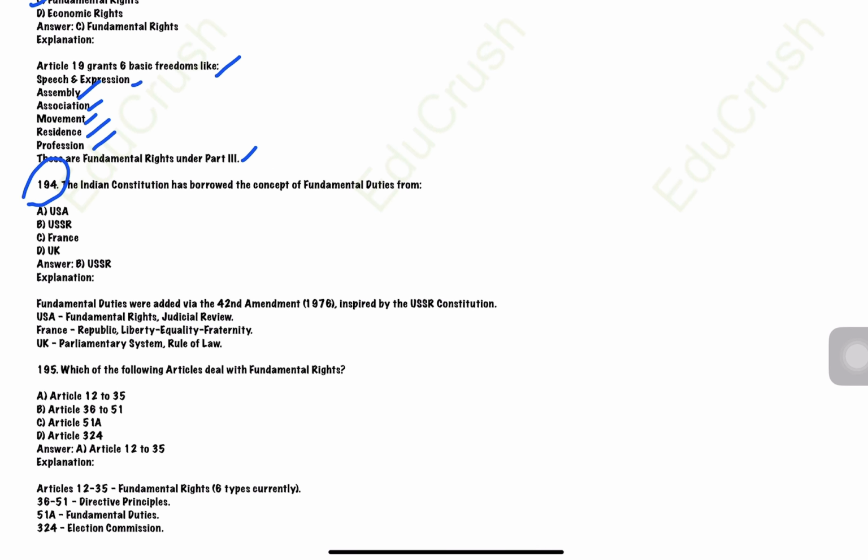Next, 194th question. The Indian Constitution has borrowed the concept of fundamental duties from USSR. So fundamental duties were added via the 42nd Amendment 1976, inspired by the USSR Constitution. From USA, fundamental rights, judicial review. From France, republic, liberty, equality, fraternity. UK, parliamentary system, rule of law.